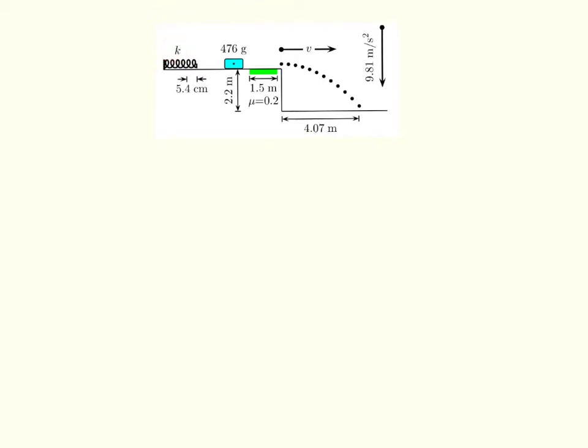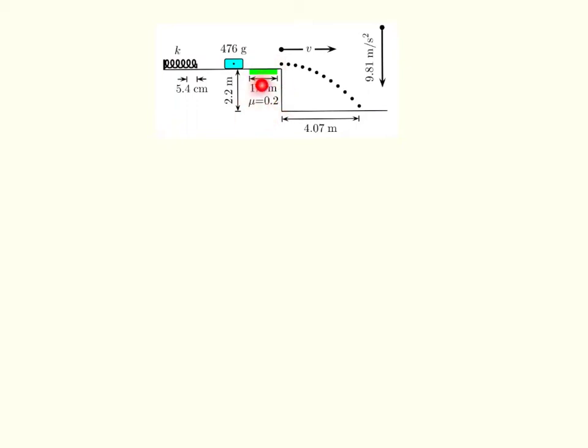The distance the spring is compressed is 5.4 centimeters. We're going to have to watch out for that centimeters. We have a 476 gram object that is launched by that spring. Grams is going to have to be kilograms. We know that it goes over this area of friction with a friction coefficient of 0.2.